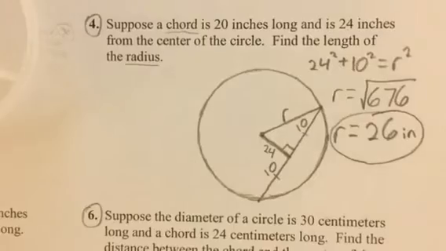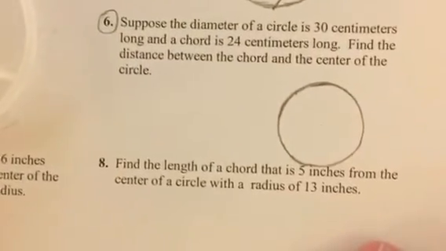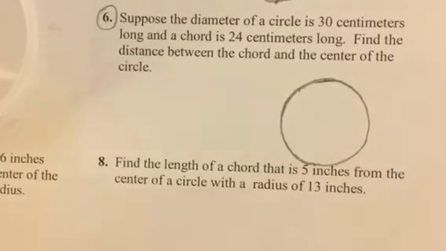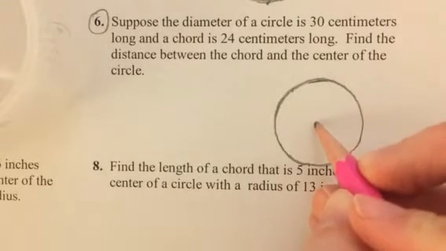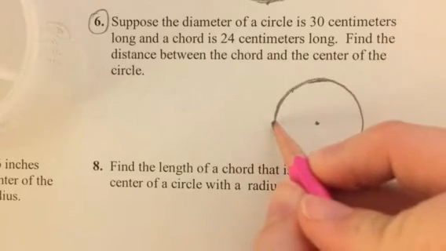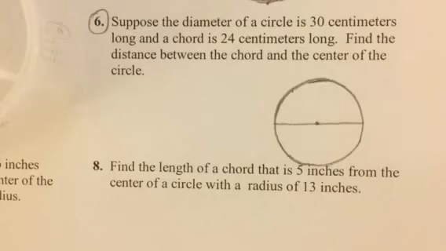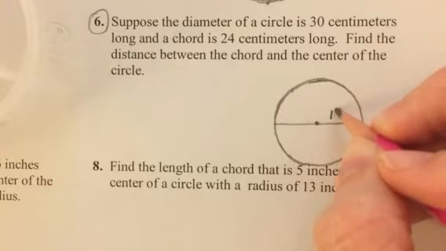All right, let's take a look at another one. Circled a few of these. Let's look at number 6. All right, number 6, go ahead and draw a circle. I already did. So it says, suppose the diameter of a circle is 30 centimeters long. So I'm going to go ahead and just draw myself the diameter. Again, I don't know where it's going to be. I'm just going to draw it straight across. Okay, diameter is 30 centimeters. I'm going to go ahead and label my radius then. This would be 15.